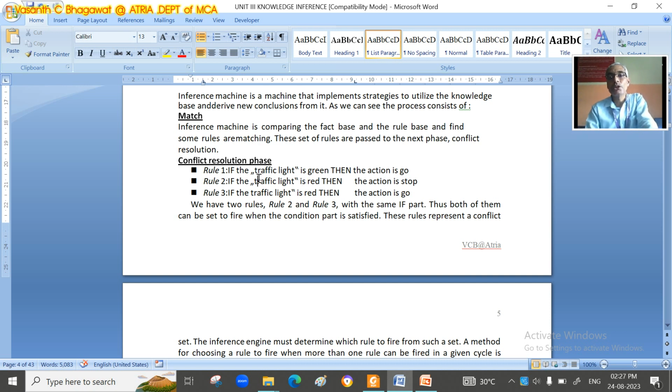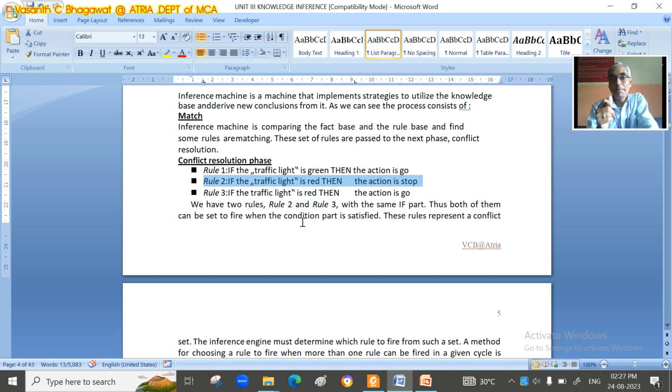If the second rule comes into our knowledge base, now there is a conflict between the second rule and the third rule. Now what is the second rule telling? If the traffic light is red, then stop. The third rule says that if the traffic light is red, then go.